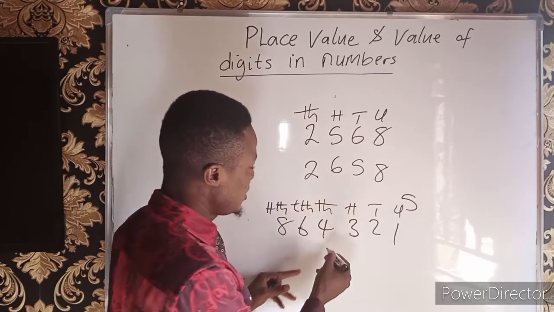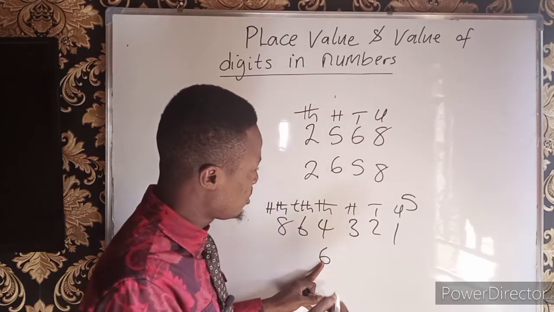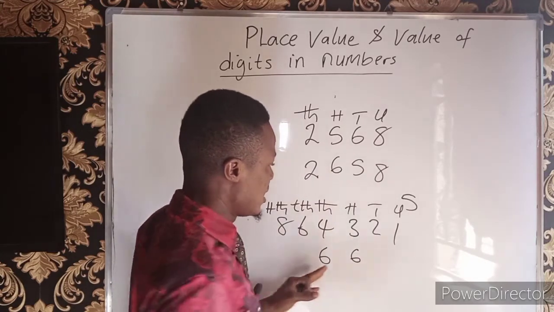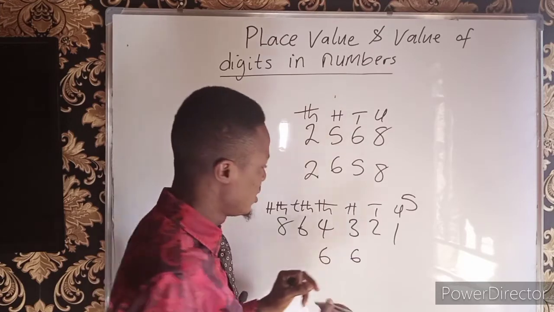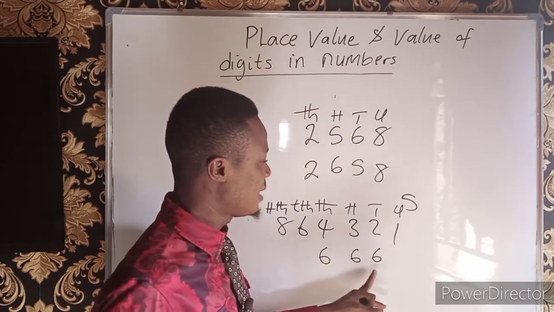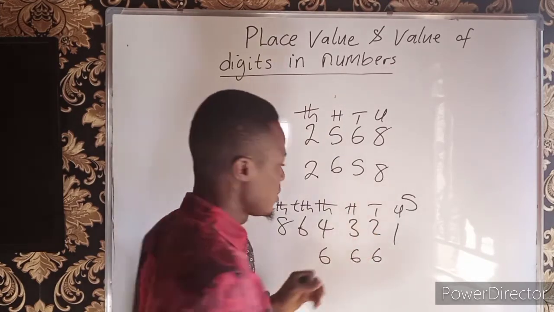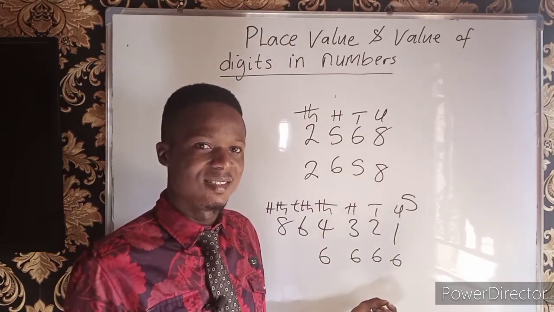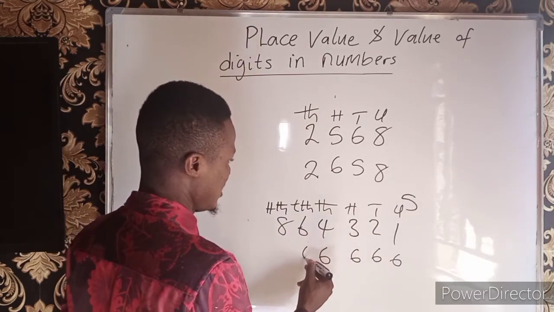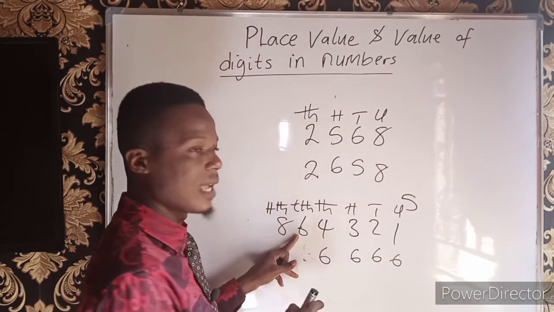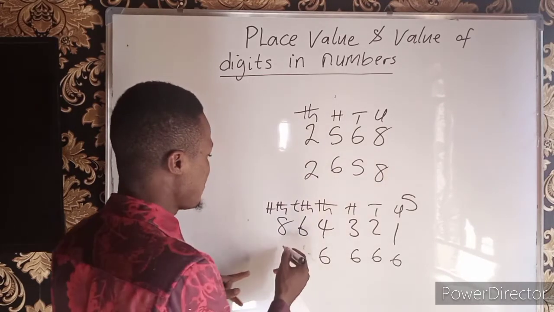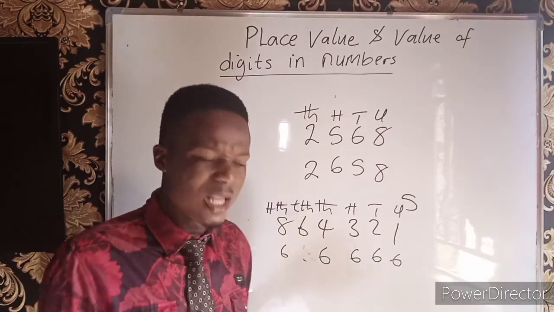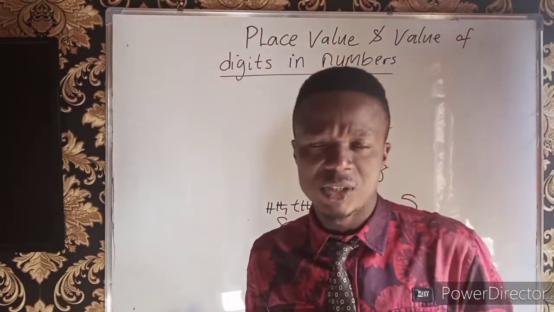That is the value. If this 6 appears here, the value becomes 6,000. If this 6 appears here, the value becomes 600. If this 6 appears here, the value becomes 6 tens, which is 60. If this 6 appears here, it becomes unit, which is 6. If this 6 appears where it is already, which is tens of thousand, it is 60,000. If it appears here, it becomes hundred of thousand, which is 600,000.